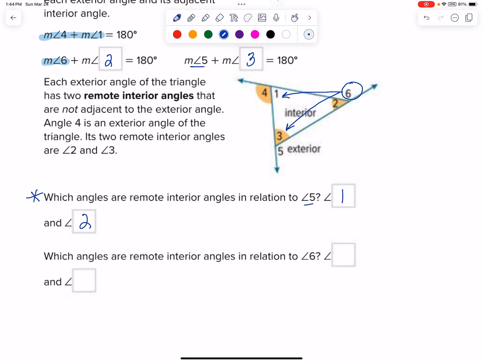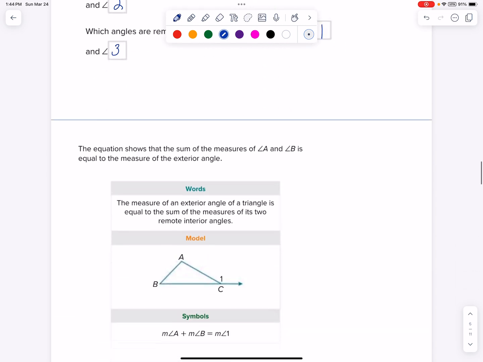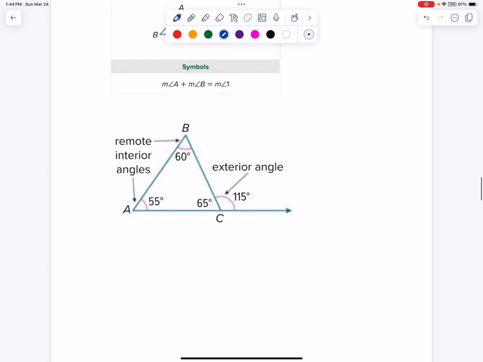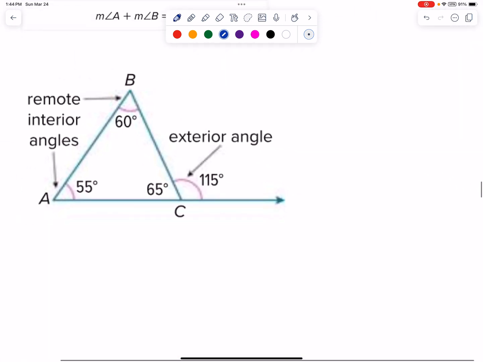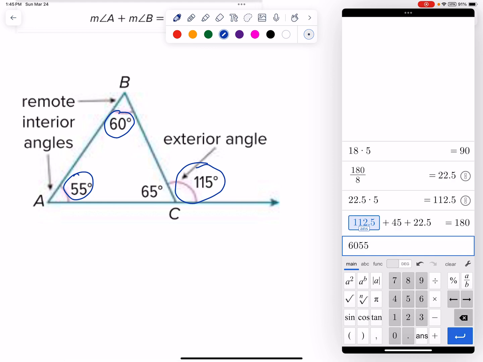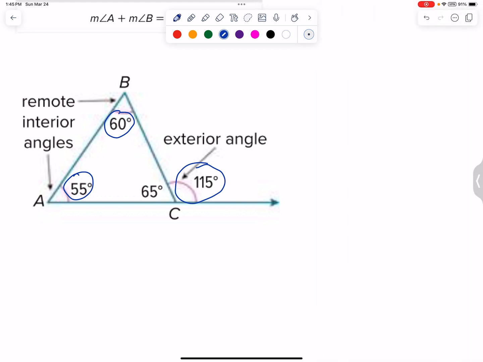Okay, and there's a reason it's important to notice those things, because there's something true about remote interior angles. So let's go ahead and see what that is right now. I'm going to have you take a look at this image here. So here's the exterior angle of 115 degrees because it's supplementary to the 65, and those together equal 180. I want you to go ahead and add up the 60 and the 55. What's 60 plus 55? Okay, so 60 plus 55 is 115.